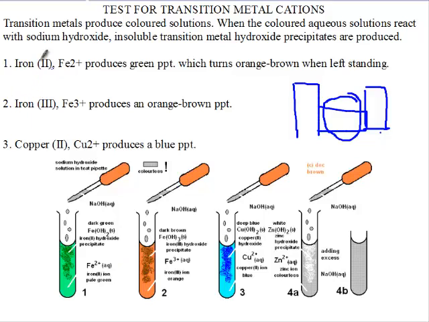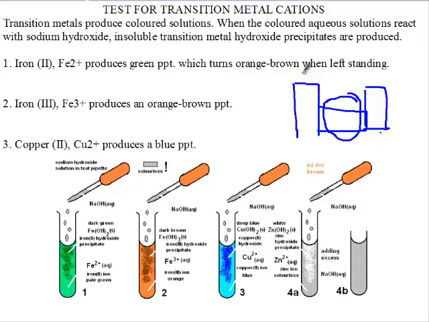Firstly, when you put iron 2 salt in solution, we are going to get a green colored solution. Now the iron 2 reacts with sodium hydroxide to produce iron 2 hydroxide, Fe(OH)2. Now this is insoluble, and then it is a green precipitate. Okay, the iron 2 will form a green solution. The precipitate is also green in color.